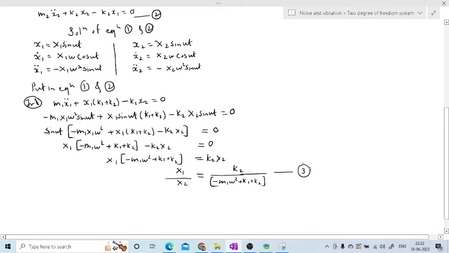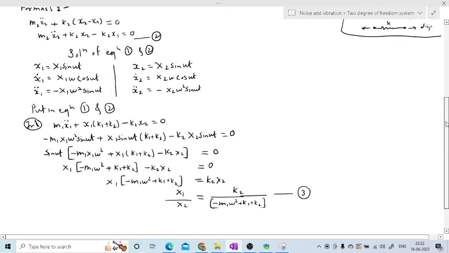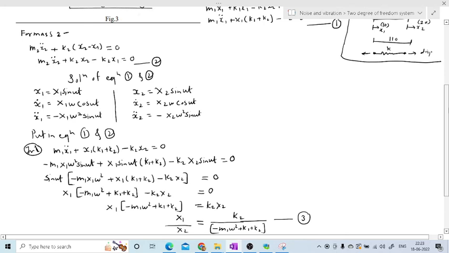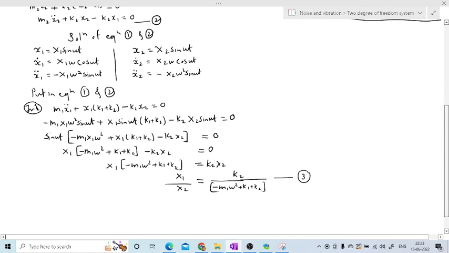See, we got this equation because, just to quickly revise, we have the differential equation 1, and in that differential equation we have entered the values of x1 and x1 double dot, that is the solution, and after putting the solution we got x1 by x2. We put that into equation number 1. Now we have solved with equation 1. Now we will solve with equation 2. So for that first I will write the equation 2.